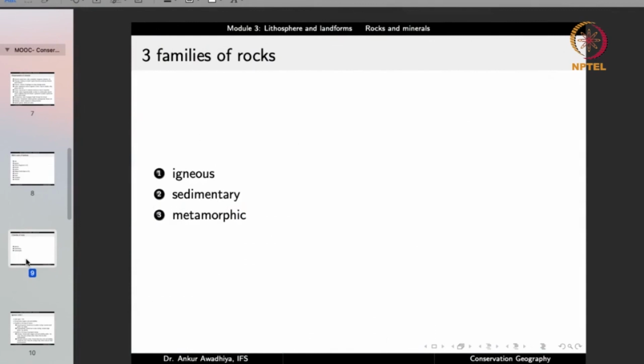Now minerals make rocks, and rocks are divided into three families. We have igneous rocks, we have sedimentary rocks, and we have metamorphic rocks. And now we'll have a look at all of these.